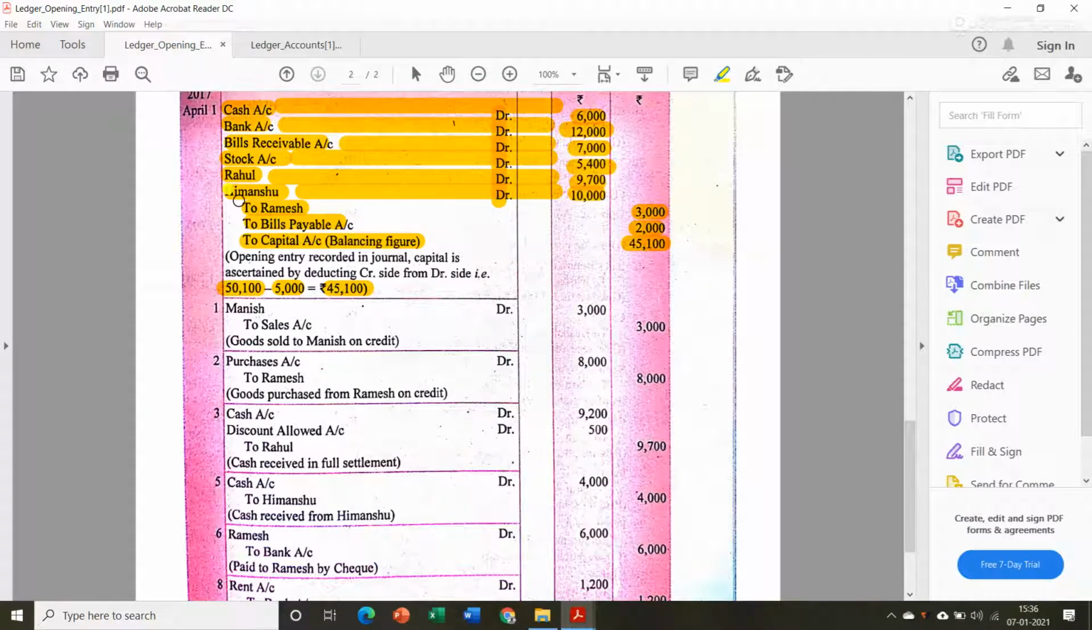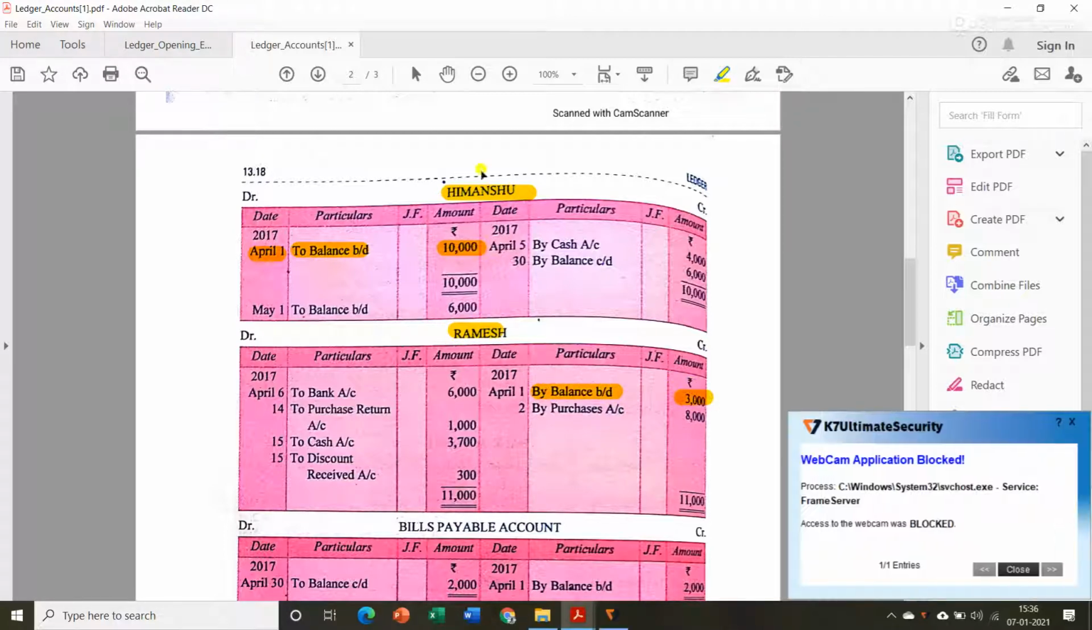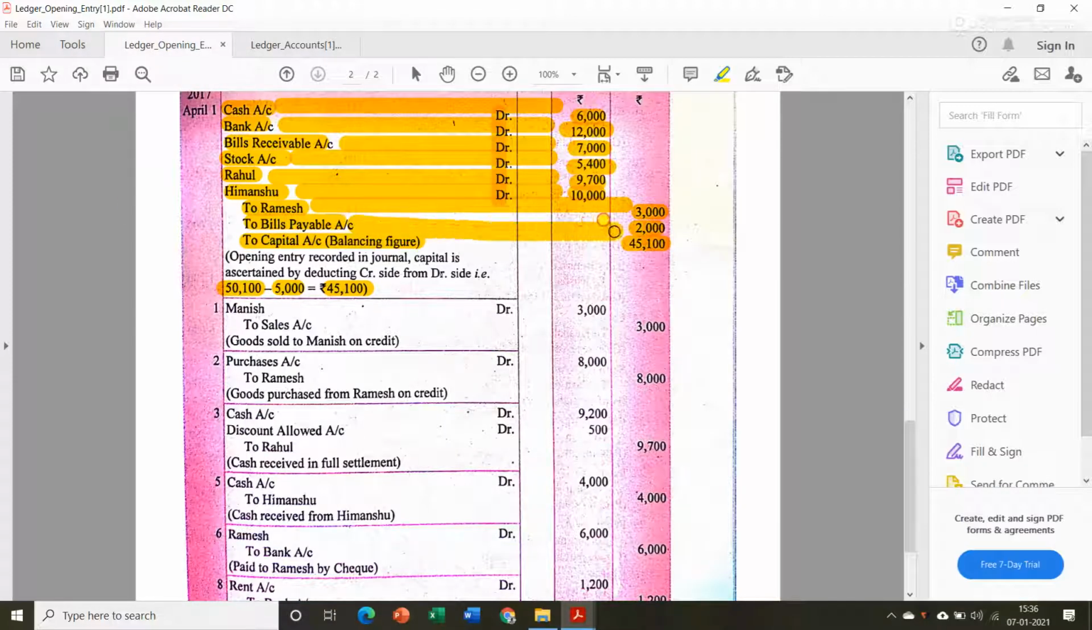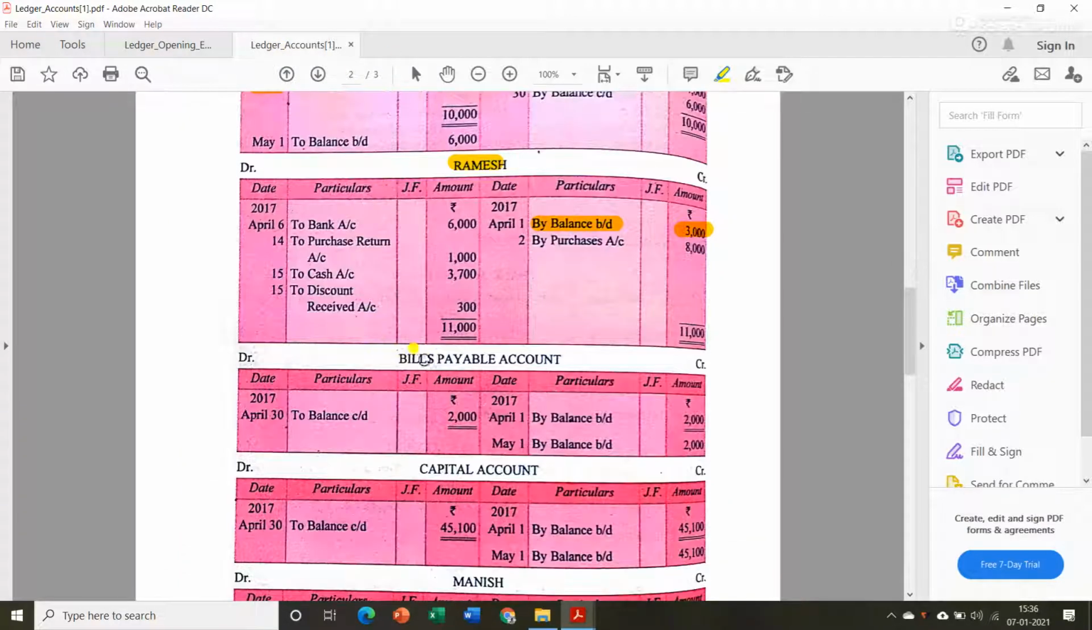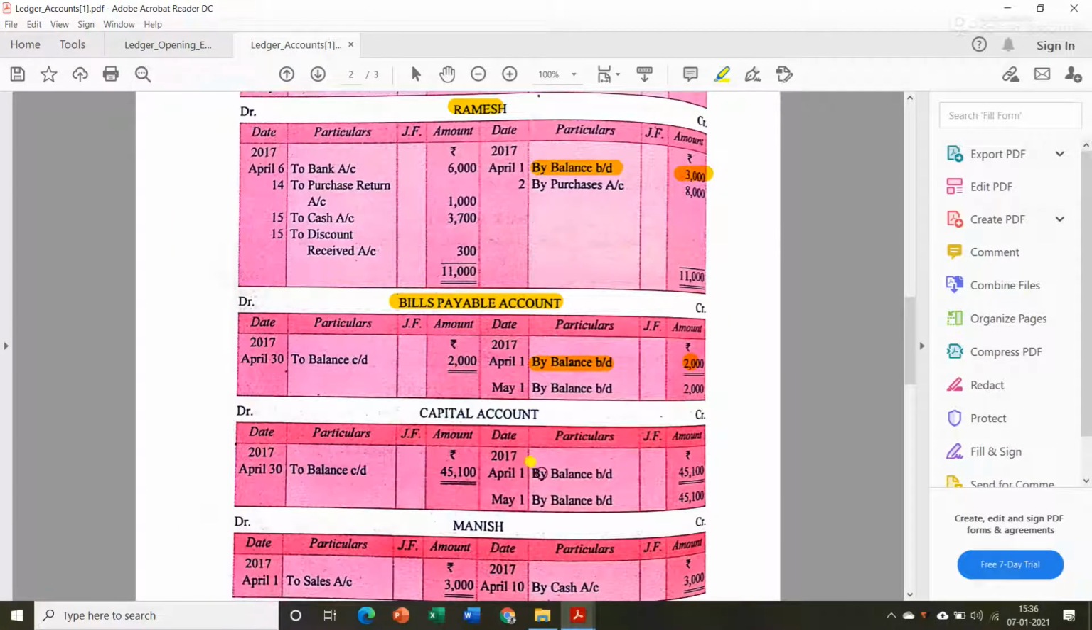Then next, on the credit side we have Ramesh account showing a credit balance of 3,000. Since it is showing a credit balance, we will write on the credit side 'By balance brought down' rupees 3,000. Then next we have bills payable account showing a credit balance of 2,000, so we will write on the credit side 'By balance brought down' rupees 2,000. Simple. Then next we have another balancing figure account, that is capital account, showing a credit balance of 45,100. So we will write on the credit side 'By balance brought down' 45,100.